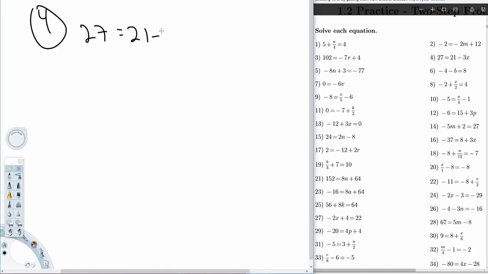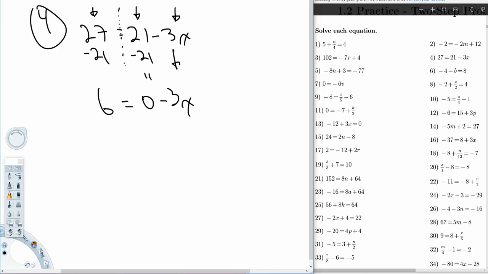27 equals 21 minus 3x. Once again, we separate the equation at the equal sign. Here we have something we know, 27. Here we have something we know, 21. Here we have something we're not quite sure of, minus 3x. Because what the heck is x, right? That's what we're trying to solve. So 21 minus 21 equals 0. 27 minus 21, on both sides of the equation, we do the operation. So 27 minus 21 equals 6, minus 3x, because this carries down. We don't have to worry about that. So 6 equals minus 3x.